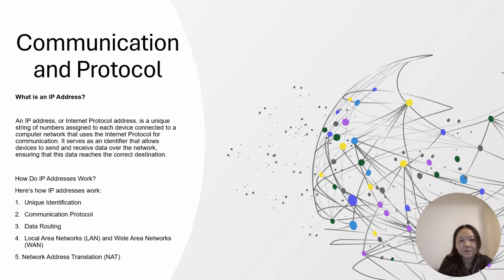And the last, network address translation, or NAT. Most devices on a home or small business network share a single public IP address when accessing the internet. NAT is a process where multiple local IP addresses are mapped to a single public IP address. This conserves IP addresses and adds a layer of security by hiding internal IP addresses from the external network.